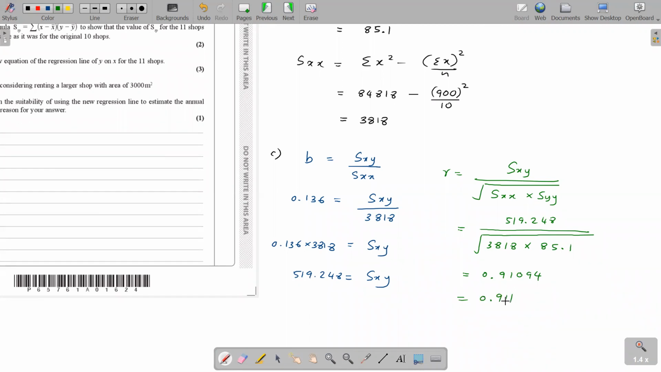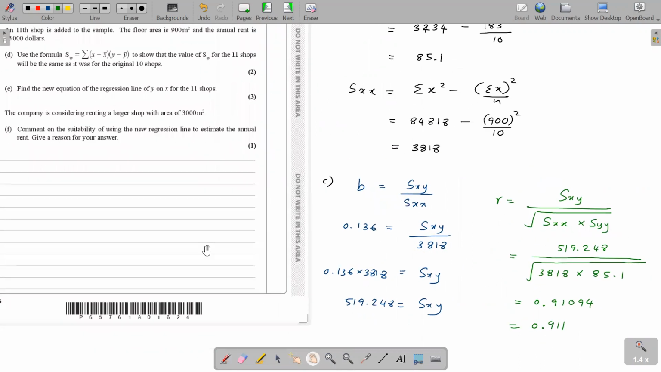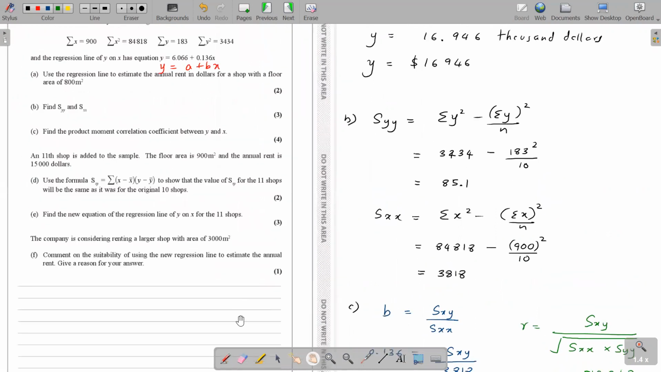Okay, so this is the product moment correlation coefficient. So you can see it's a strong correlation. We have a strong correlation here. It fits a linear model. A strong positive correlation, thereby it fits a linear model. They are not asking you to describe anything here, but just to get the R value. So that was just giving you an idea what it means.